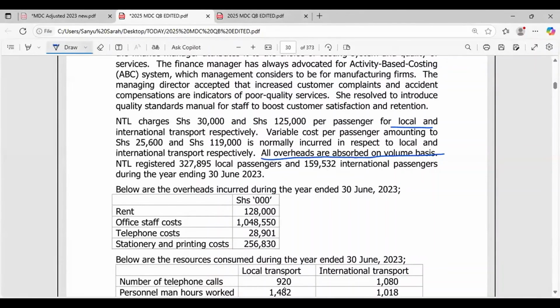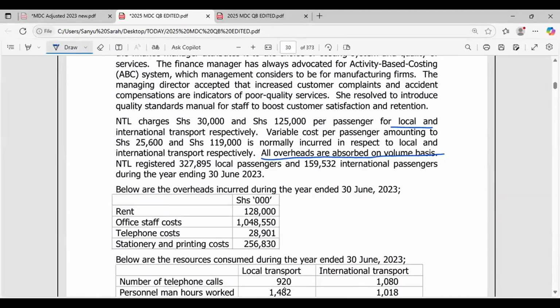They have told you that all overheads are absorbed on volume basis. That means usually these people are using the traditional costing system. That's why they absorb their overheads on volume basis. That means when they are computing their overhead absorption rate, they divide the overheads with the cost driver, which implies output. So the examiner did not compute for you the profit using the traditional costing system, and therefore you must look for it.